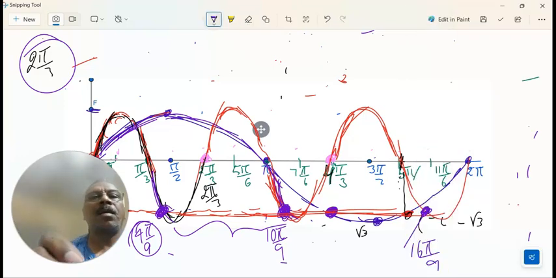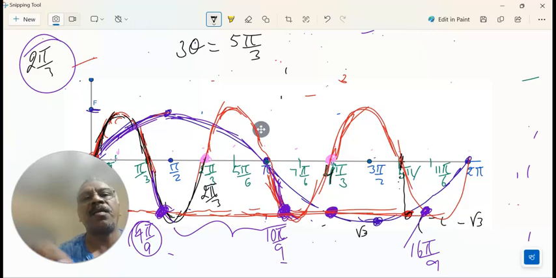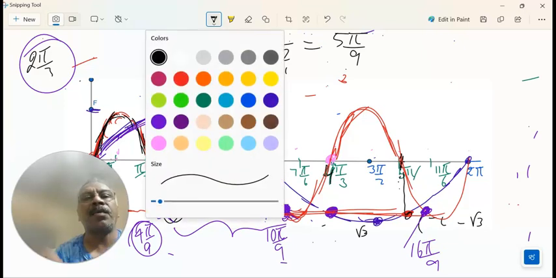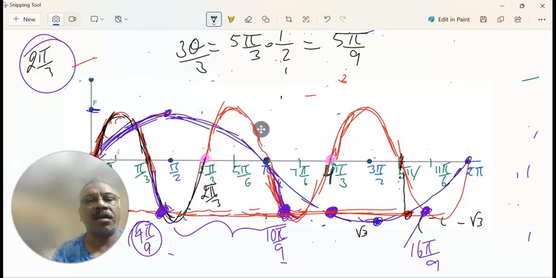Okay. So the other one was 3 theta was 5 pi by 3. What does this mean? When you divide by 3, meaning you are multiplying by one third here, you get 5 pi by 9. The question is, where is this 5 pi by 9? If you see on the grid, this is the point. I'm using green color. This is 5 pi by 9.